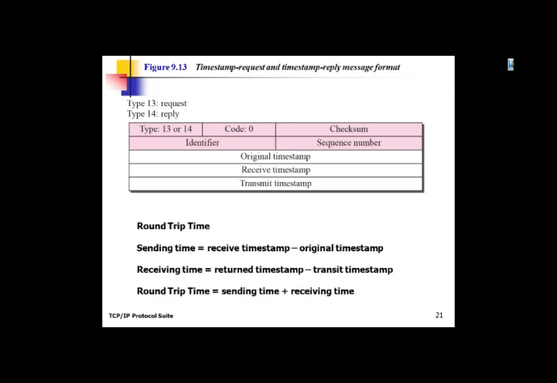One thing to note is that sending time and receiving time can only be calculated when the two clocks are synchronized. We know that we are communicating across different parts of the world, and they have different time zones. So sending time and receiving time have a meaning only when both are already synchronized, both using the same time zone. Then only you get the time when it is received by the destination.